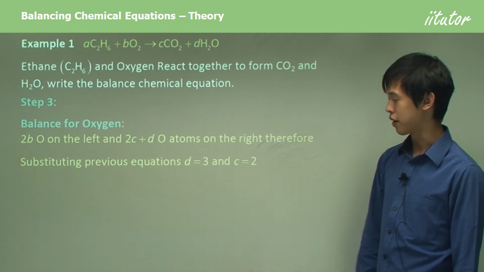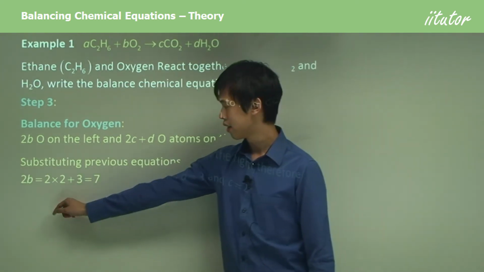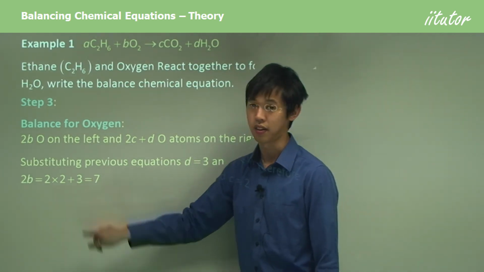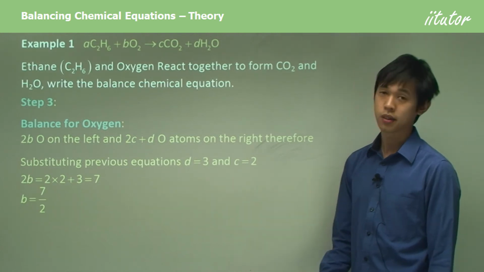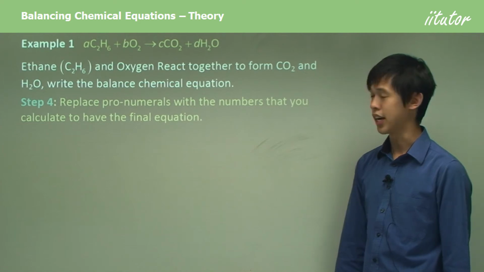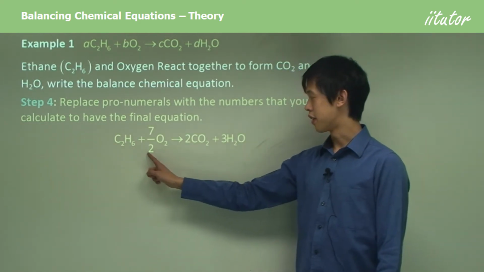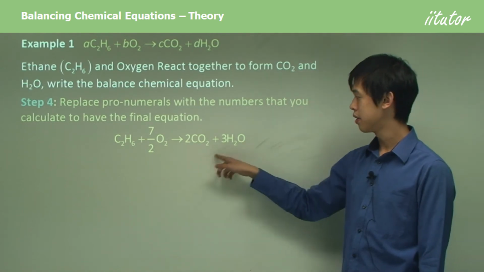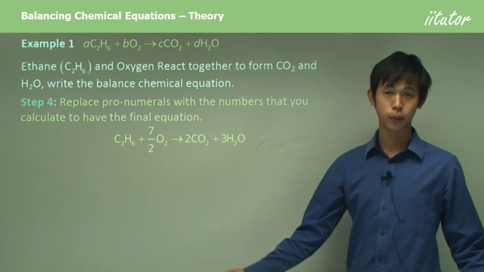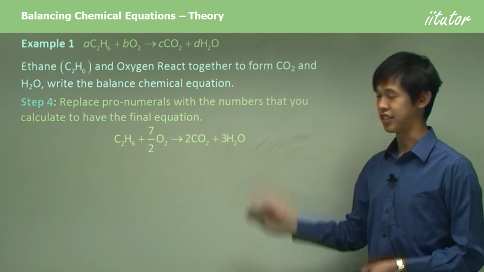Now, substituting from the previous equations, we know that D equals 3 and C equals 2. 2B equals 2 times 2 plus 3, which equals 7. So B equals 7 on 2. Then we just replace the pronumerals with the numbers that we calculated from just before. So A equals 1, B equals 7 on 2, C equals 2, and D equals 3. And that's our final equation. And that's how we balance equations. Those are the 3 or 4 steps that we need, and that's how we get it.